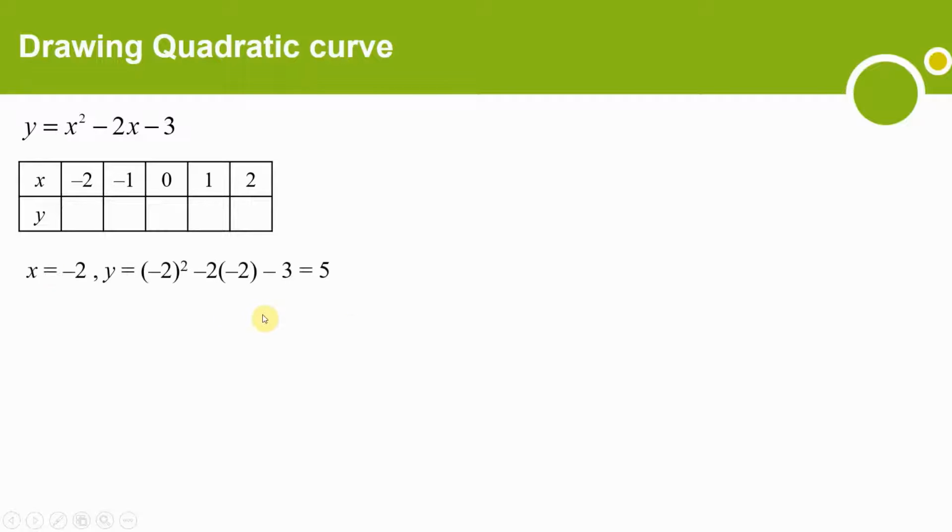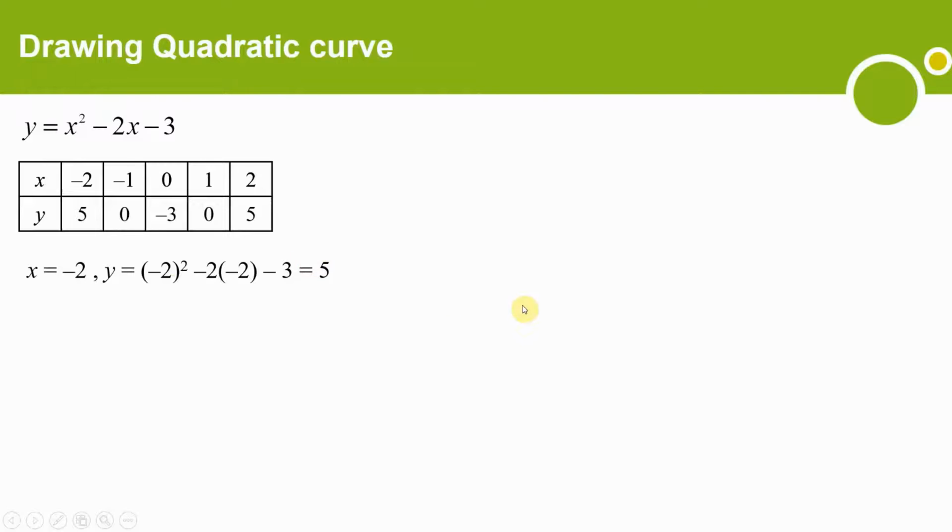As an example, when x equals -2, we substitute everything into this formula, and simplifying it we get 5. Please be careful whenever you are squaring a negative number, it is positive. Right, so these are the points that we have.